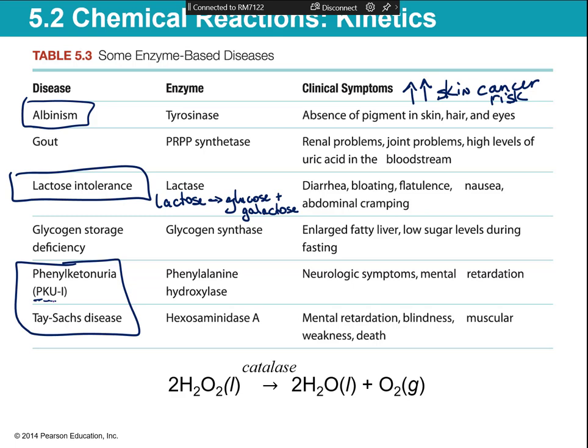And normal breast milk, normal formula has got a lot of protein in it. So that amino acid is really what it is. Phenylalanine doesn't get broken down and it begins to build up. But in high levels, it's toxic. So what happens is if you have a baby with PKU, that means they don't have this enzyme.